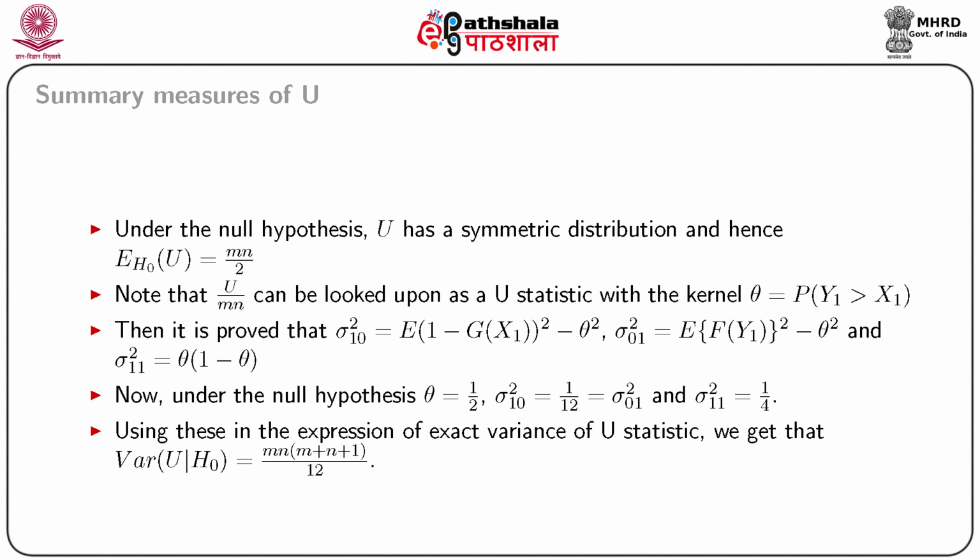Now, under the null hypothesis, x1 less than y1 and x1 greater than y1 are equally likely events and theta equal to half. In a similar type of calculation, we can find that sigma square 10 equal to 1 by 12 and sigma square 01 is also 1 by 12, with sigma square 11 equal to 1 by 4. Using these in the expression of the exact variance of the U statistic as we have derived in the two sample U statistic, we get the variance of U under H naught is nothing but mn multiplied by (m plus n plus 1) divided by 12.